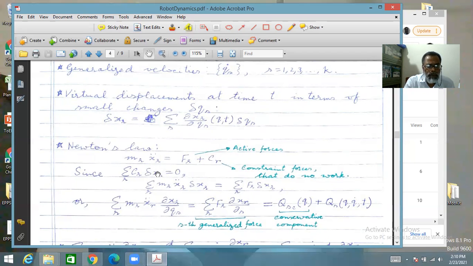Now, on both sides, if you divide by delta qs and then take the limit as delta qs tends to 0, then here you will get the partial derivative, and here also you will get the partial derivative.